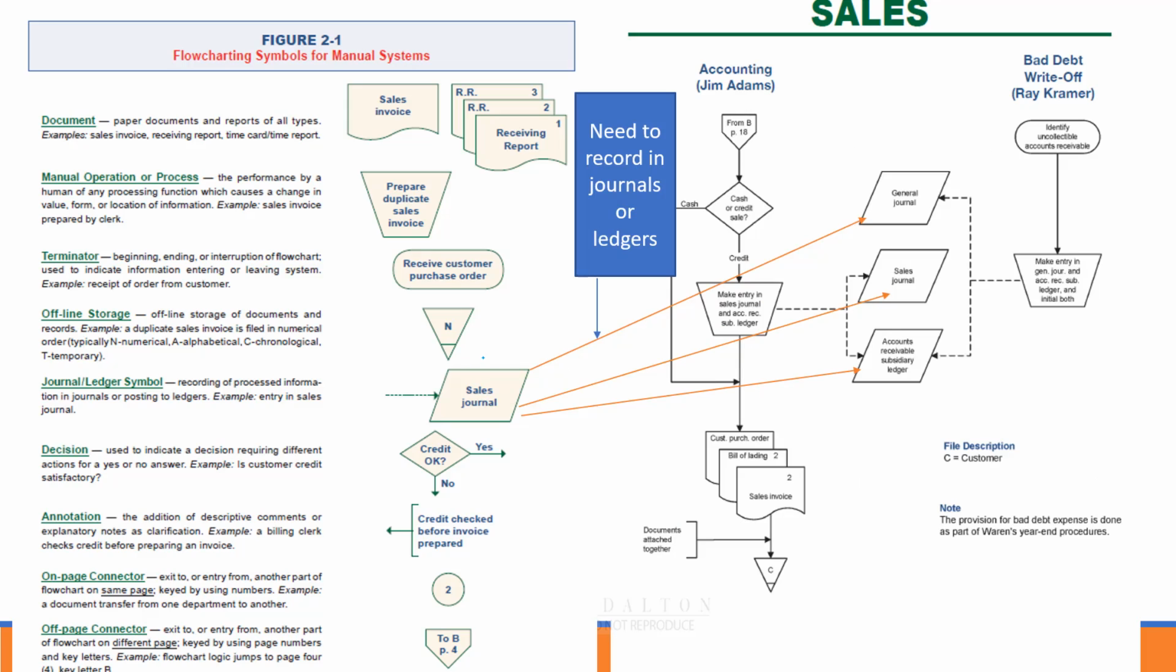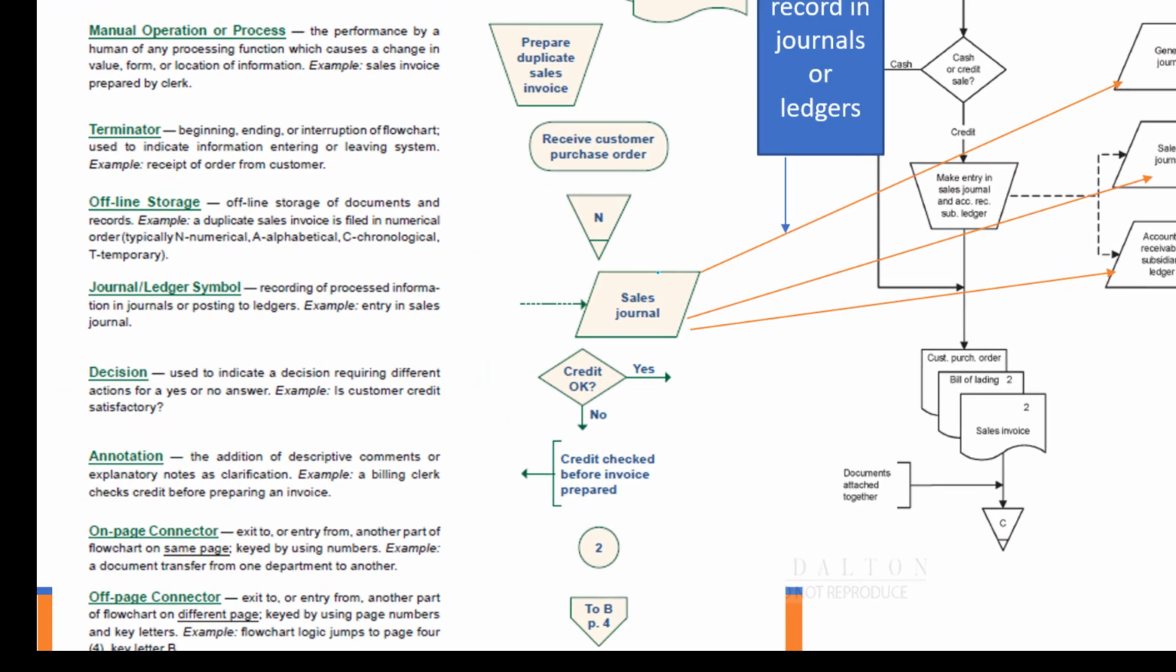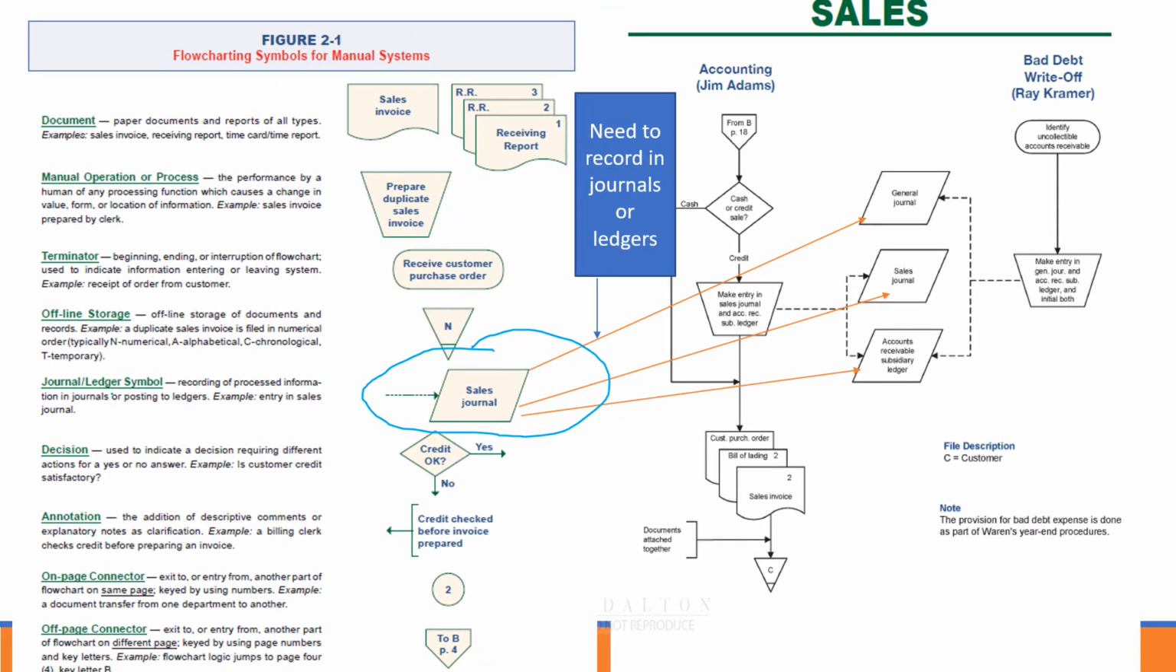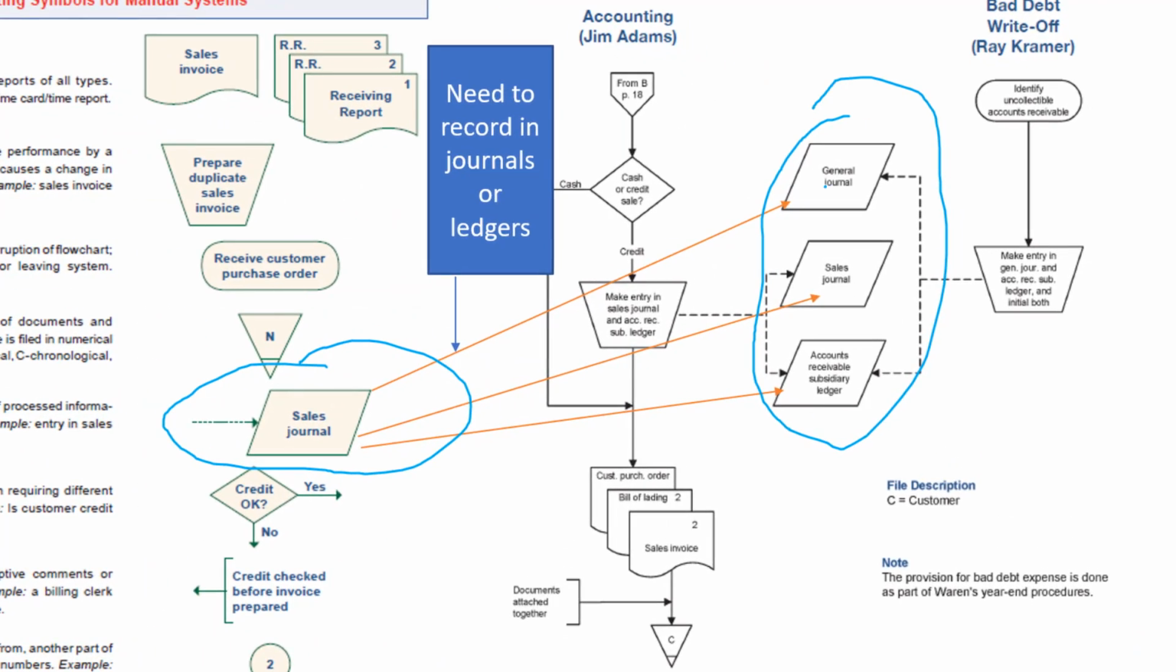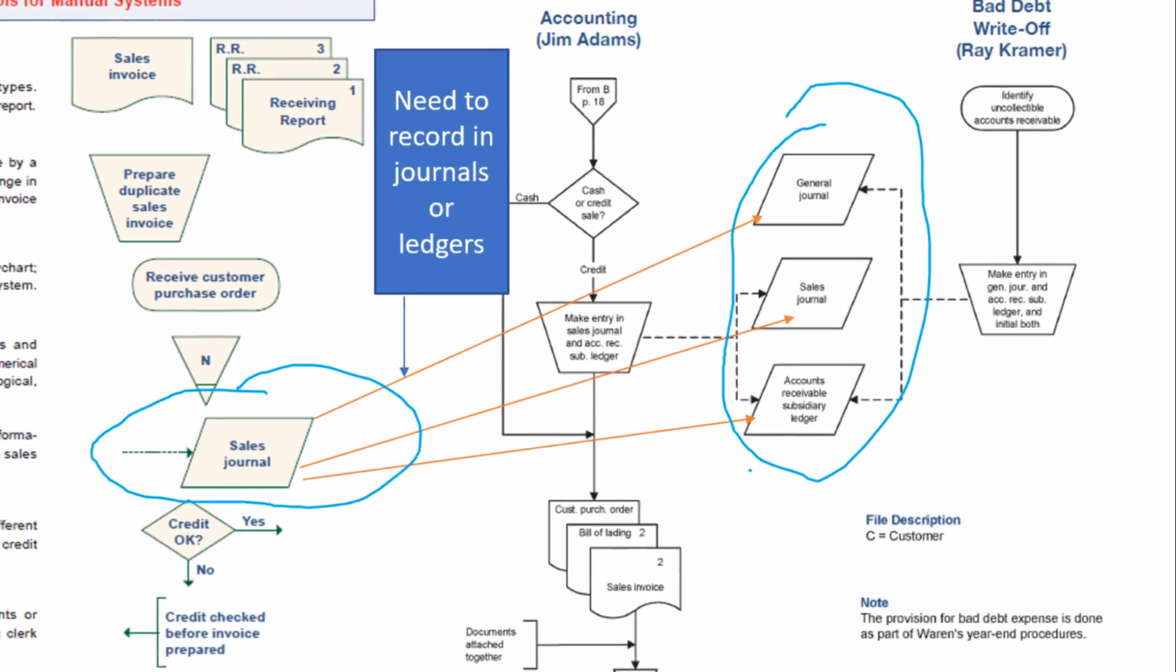Okay, here it's very important. Whenever you see this rhombus here, that means accounting, you need to do something with accounting, okay? So the rhombus means that you either need to record a journal or to post it to ledger. So you have to do some accounting thing here. That is what rhombus means. Journal or ledger symbol means this, okay? So here we need to record it in journals and post it to ledgers.